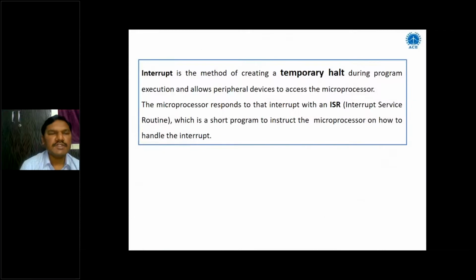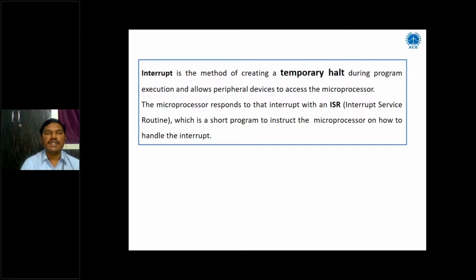So here first we will see the definition of the interrupt. This is the definition: interrupt is the method of creating a temporary halt during program execution and allows peripheral devices to access the microprocessor. So this is the definition. What is the need of a temporary halt? I'll tell you with one example.